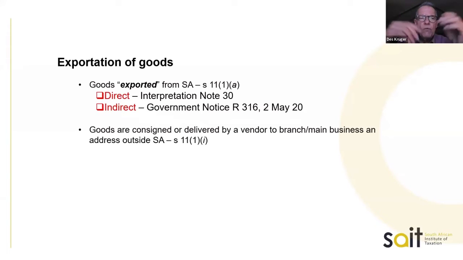Now, we probably all know at this stage that goods exported from South Africa are zero rated. The important thing to bear in mind is that there are two types of exports. One is what we call direct exports, and the requirements are governed by Interpretation Note 30. And then we have indirect exports, which are governed by Government Notice 316. And then there's also an export where goods are consigned because a branch, remember, and the main business are still one and the same legal entity.